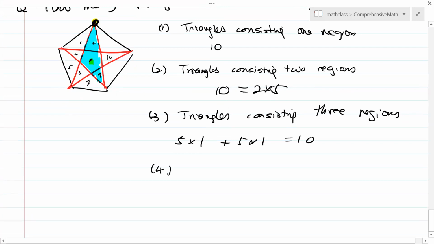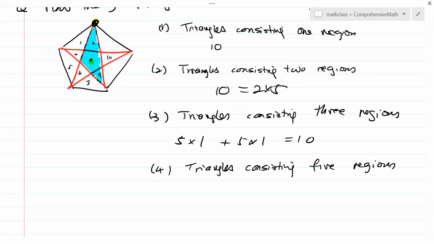And then the fourth one consists of, I cannot get one that consists of 4 regions. But that one consists of 5 regions. Consisting of 5 regions. And how many of them? 5. So you're getting changing numbers now. So 5. And how did I get them? 5 regions: 1, 2, 3, 4, 5.